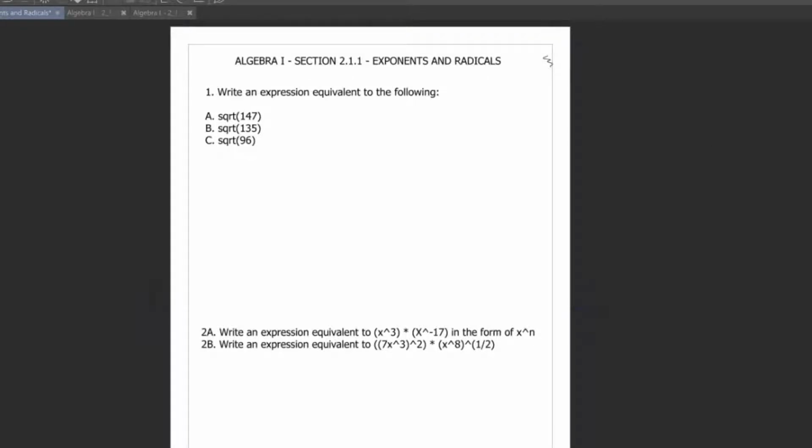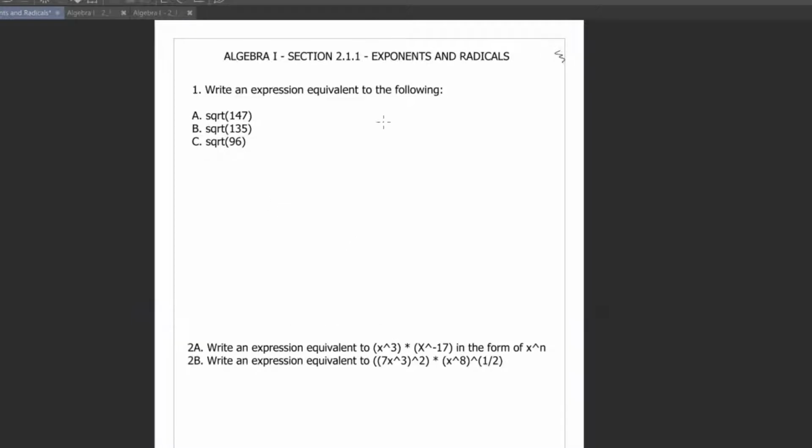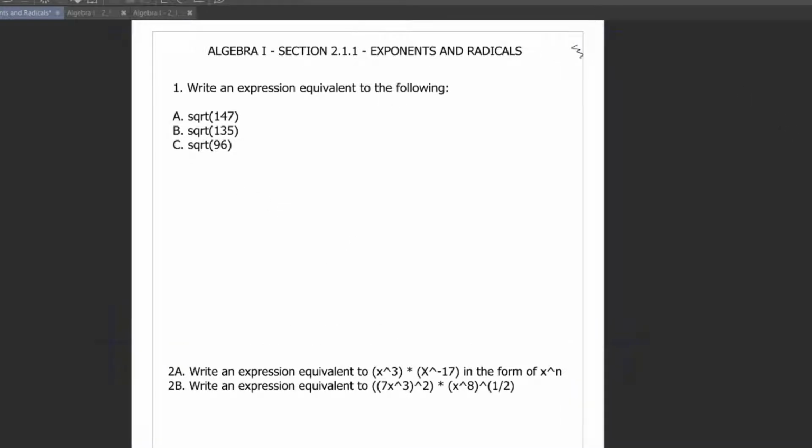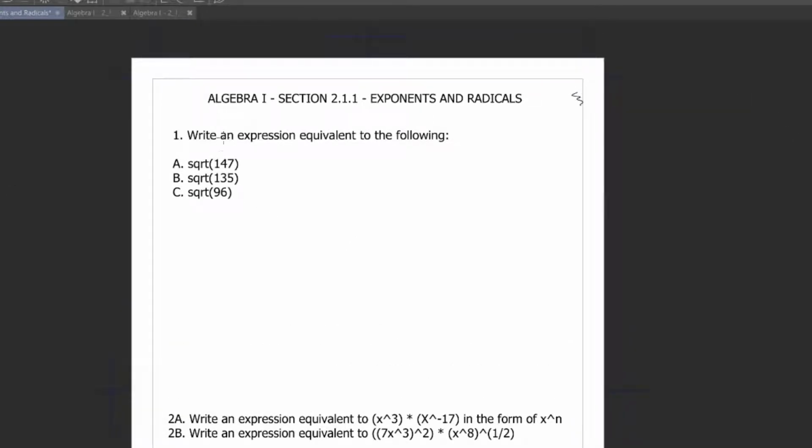Today we're going to focus on Algebra 1, Section 2.1.1, and that's Exponents and Radicals. So let's step right into it. First question states, write an expression equivalent to the following. We're going to break this into three parts, A, B, and C. So A is the square root of 147.